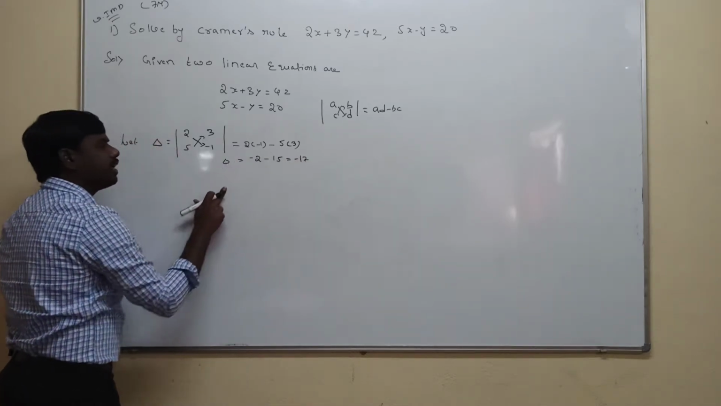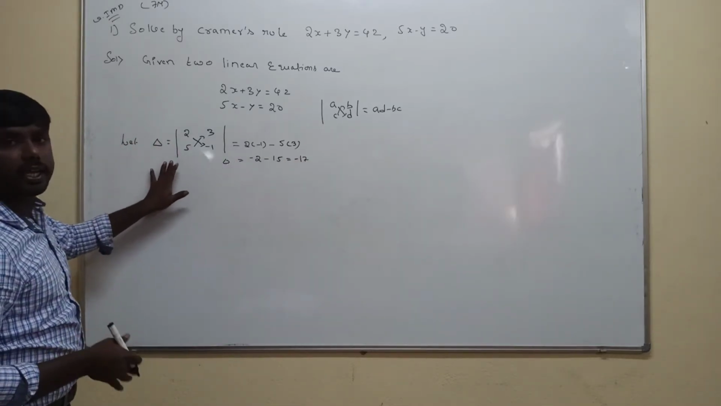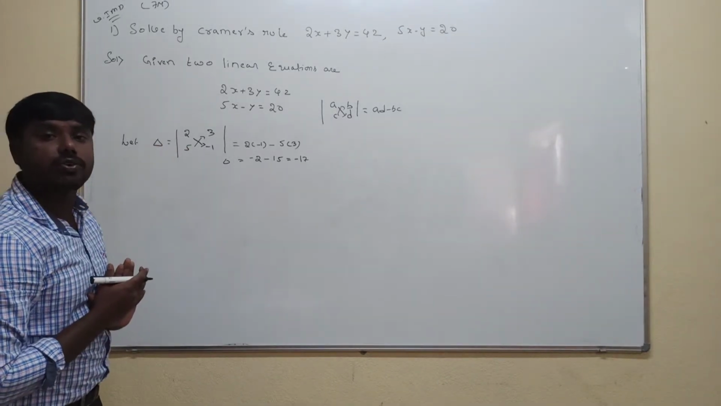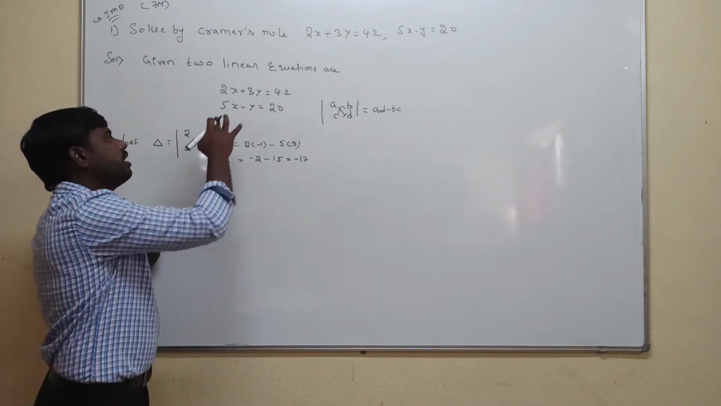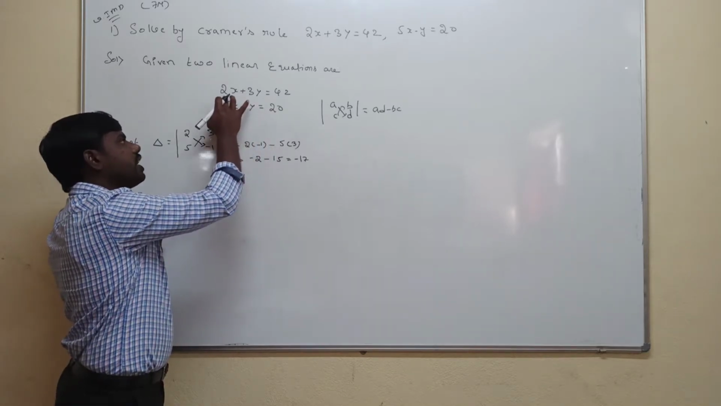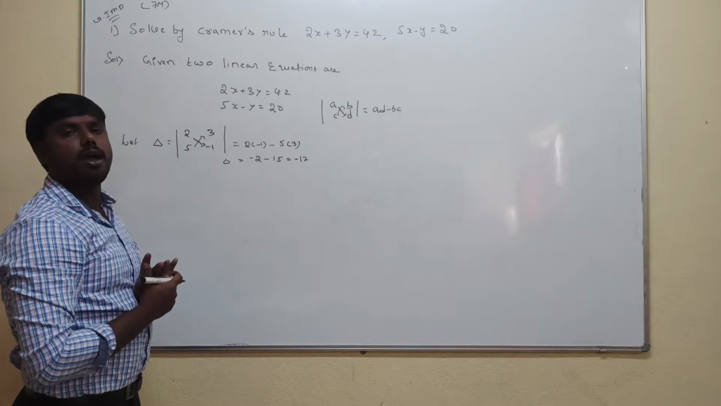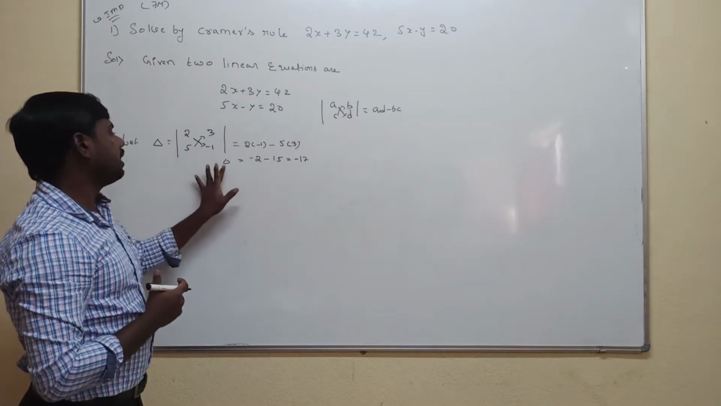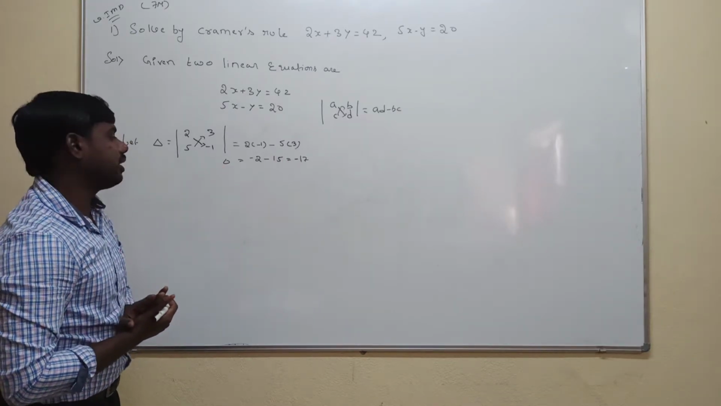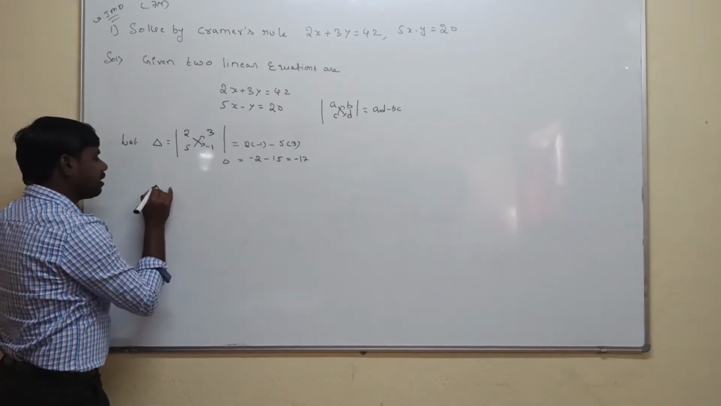Sir, how do we find delta? Delta is the determinant of the xy coefficient values in the given equation, which are 2, 3, 5, minus 1. After that we apply the cross multiplication method, and that gives the delta value of minus 17. Next we take delta 1.